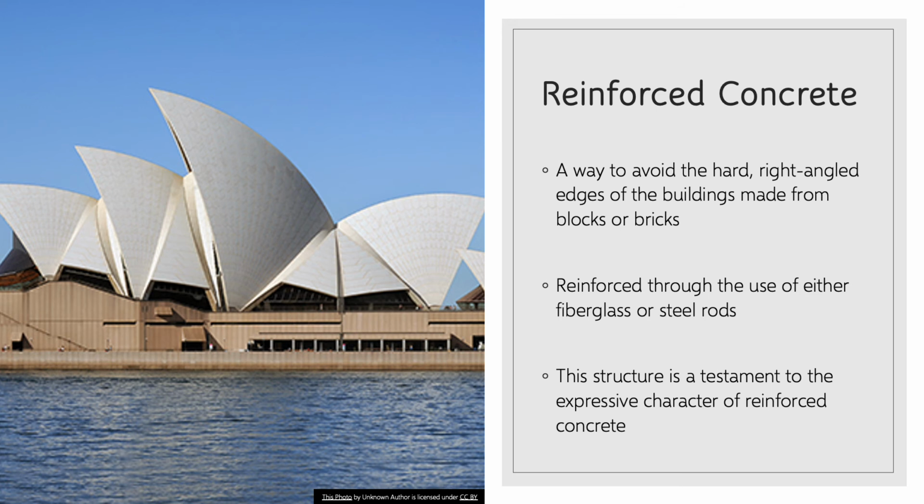Builders use forms, which are wooden molds, to keep the concrete where it needs to be. Pictured is the Sydney Opera House, and you can see the non-right-angled edges of the building made from concrete. When designing this, he strayed away from the basic walls, instead doing rectangular designs.